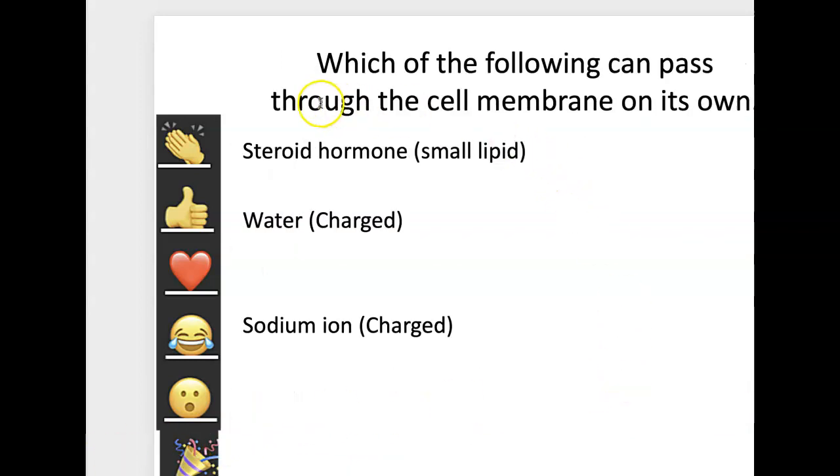And lastly, which of the following can pass on its own? Steroid hormones, which are a small lipid. Charged things, even water is charged. We're going to learn it goes through a special channel. Sodium ions, special channel. Thank you.